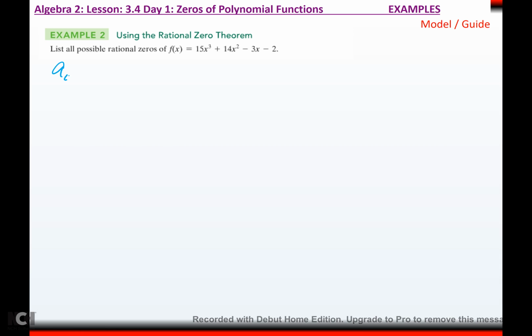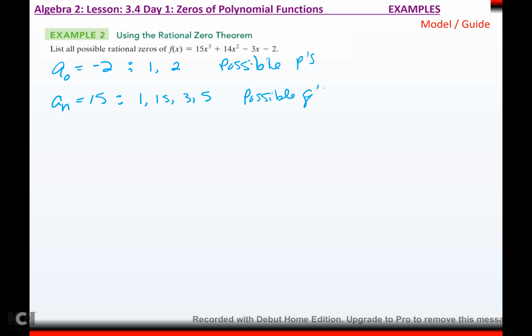Well, my a sub naught is -2. My a sub n is 15. My factors of 2 are 1 and 2. Factors of 15, 1 and 15, 3 and 5. So these have to be my possible p's. These are my possible q's.